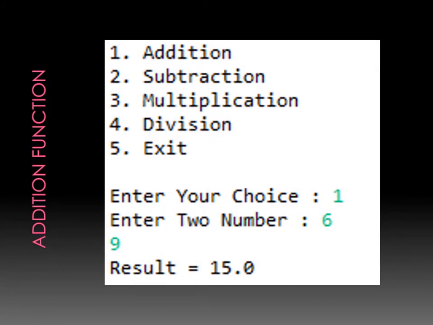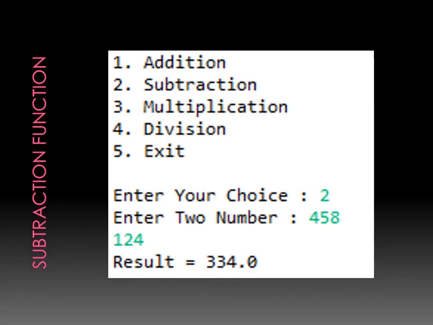So this is an example of when the program executes. It gives you option 1, 2, 3, 4, and 5: addition, subtraction, multiplication, division, and then the exit option. This first prompt shows the addition function. I entered my choice, which was 1, addition, and then I entered two numbers, 6 and 9, and I got 15. 6 plus 9 equals 15.